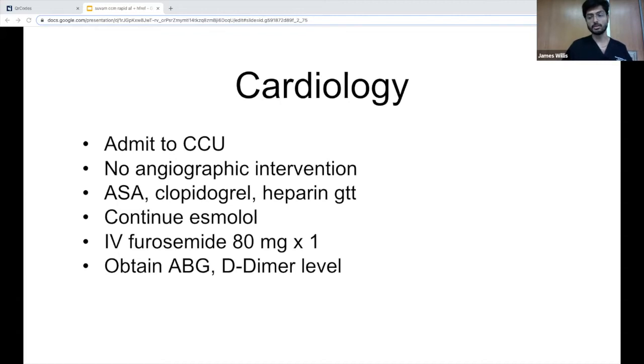They recommend dual antiplatelet therapy, starting a heparin drip, no bolus. Keep up with the Esmolol since it seems to be working to control the rate appropriately. They recommend giving this patient, who actually is not really hypervolemic, Lasix 80 milligrams. And then they recommend getting an ABG and a D-dimer, which thankfully the D-dimer was never really sent.